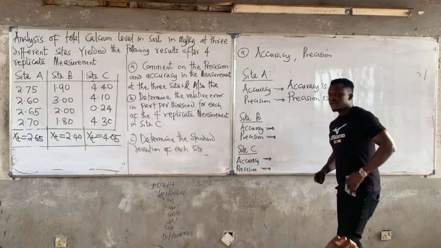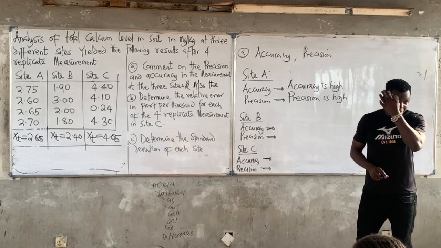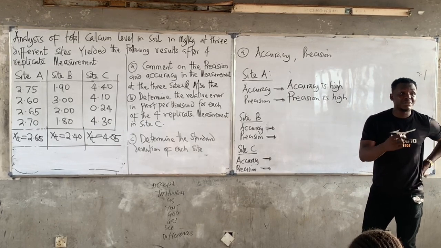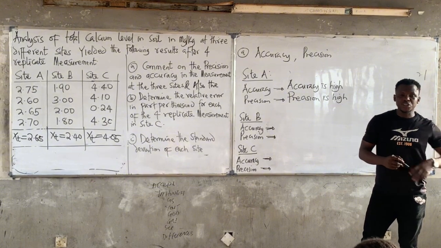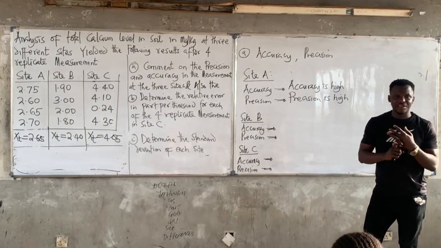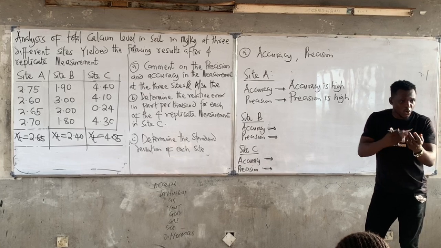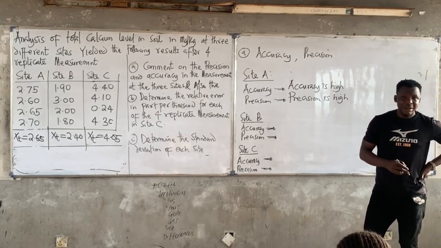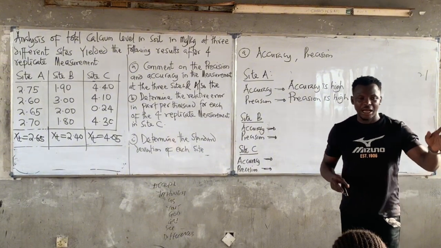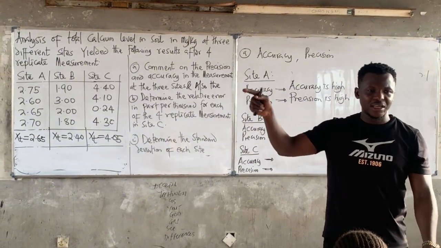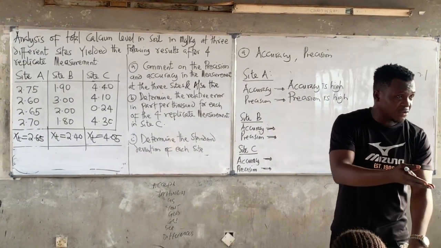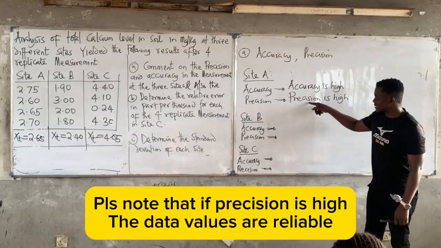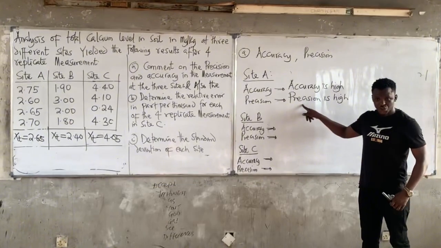If precision is high, it means that the value is reliable. Because once precision is high, it means I did the experiment the first time, the second time, and the answers are close to each other. It means that I did the right thing. I can rely on that value. Imagine you did the first one, the answer is giving you 5. The next one is giving us 10. The next one is giving us 20. Can you rely on that value? No. So for these ones, precision is high. This data is reliable, is it not so?